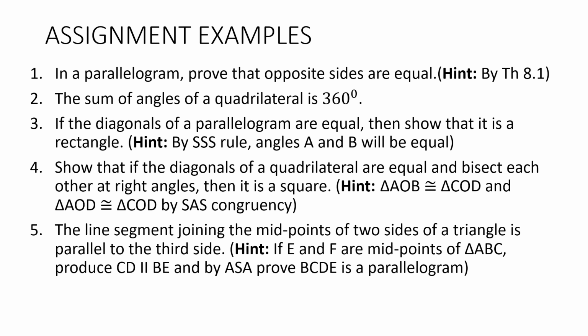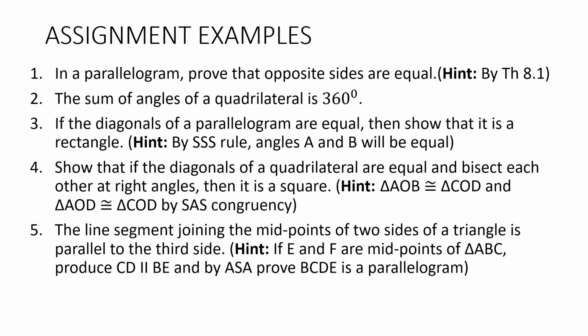Now some assignment examples. Please solve these assignment examples. In a parallelogram, prove that opposite sides are equal. The hint is you can use theorem 8.1. What was theorem 8.1? The diagonals of a parallelogram divide the parallelogram into two congruent triangles. Now second one, the sum of angles of a quadrilateral is 360 degrees. Again by congruency you will be able to prove this.